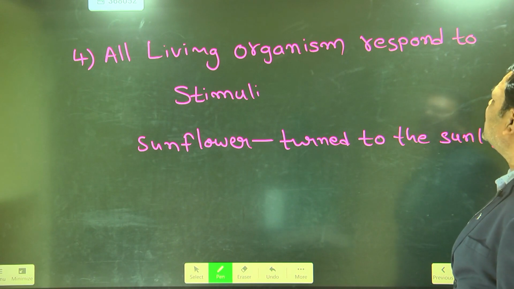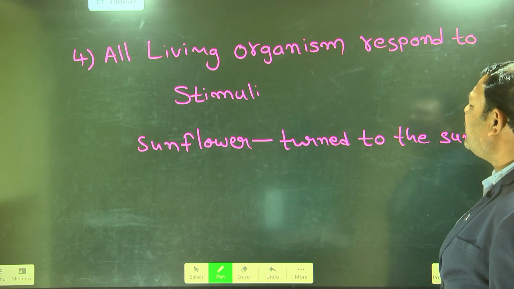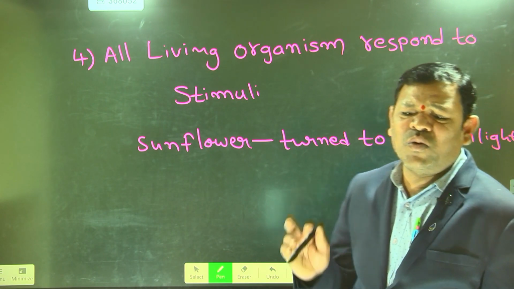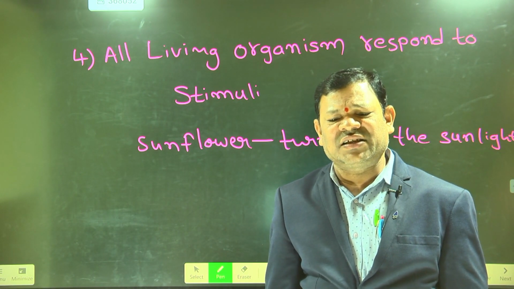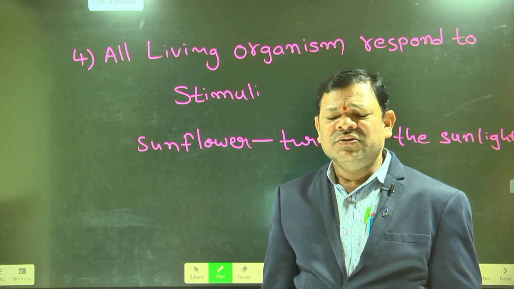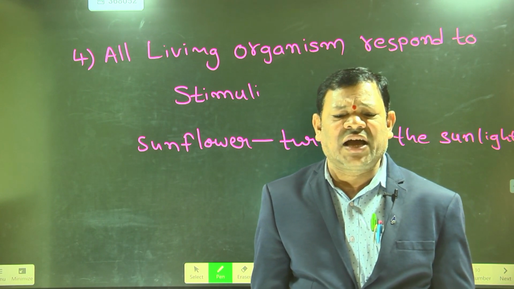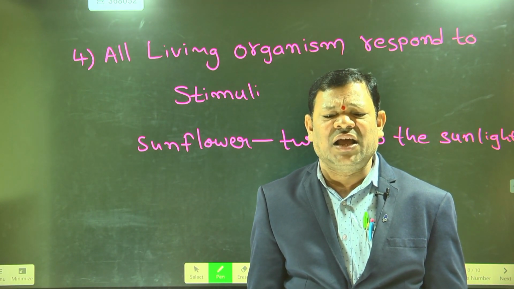All living organisms respond to stimuli. The sunflower turns toward the sunlight, and branches move toward the light. In animals, when bright light is focused close to the eyes, they also respond to the stimulus.